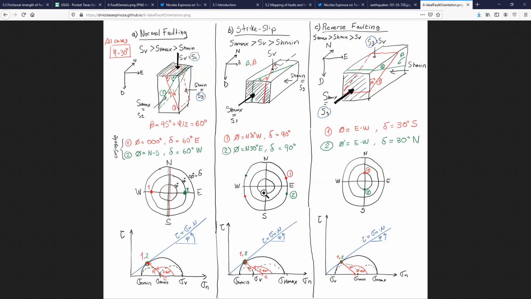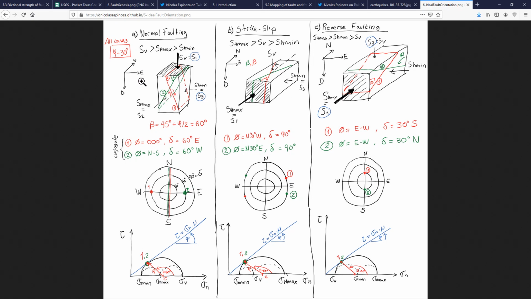Let me open it here in a separate tab, where we get what are the ideal orientations of faults for these 3 cases. In all cases, considering that the friction angle is equal to 30 degrees, the angle beta is going to be equal to 60. And in all cases, I'm also considering that SH mean is in the direction east-west, which is just an assumption. In the field, you could have this to be different. For example, in the Permian Basin, SH mean is in direction north-south. This is just an example, all right?